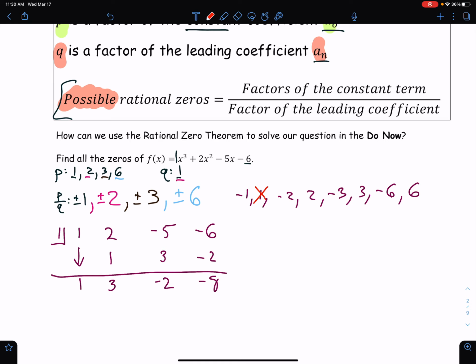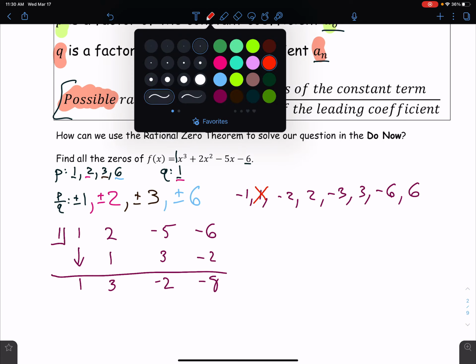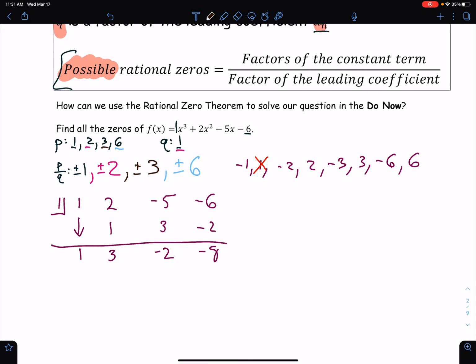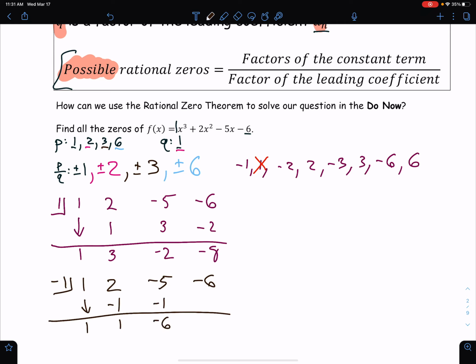I would save 6 for the last because that's the largest number. I try to go the smaller numbers first to multiply at least. You could choose 2. I'm going to choose negative 1 next, just because 1 and negative 1 are pretty easy to work with. So let's see if negative 1 is going to be a zero. So I put negative 1 there, with my coefficients from the original equation. Do the synthetic division here. 1, 1, add across, negative 1. Oh, look at that. We get a remainder of 0.